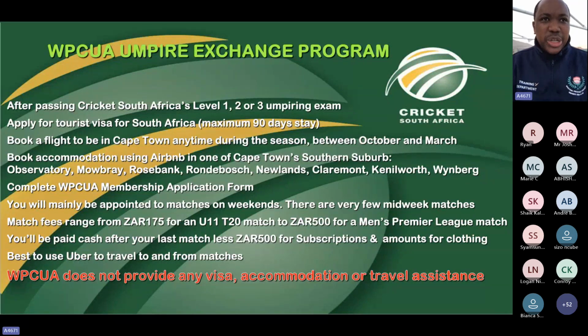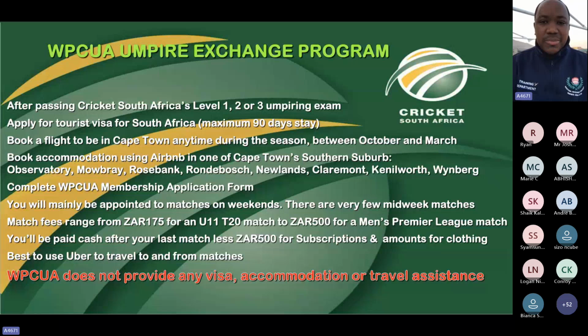Basically, we afford the opportunity to anybody who has done level 1, level 2, or level 3 with us from around the world to come and visit Cape Town to umpire, and that way improve yourself as an umpire. Please note that the trip will be completely self-funded, and you will only get paid for the matches that you umpire.